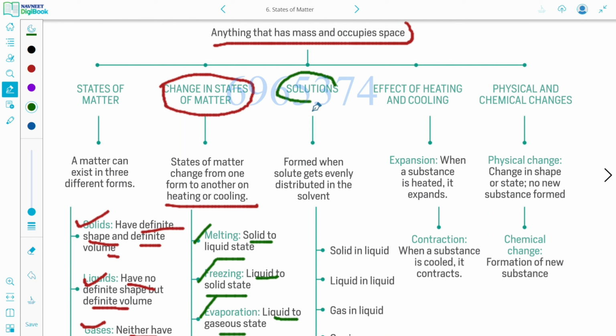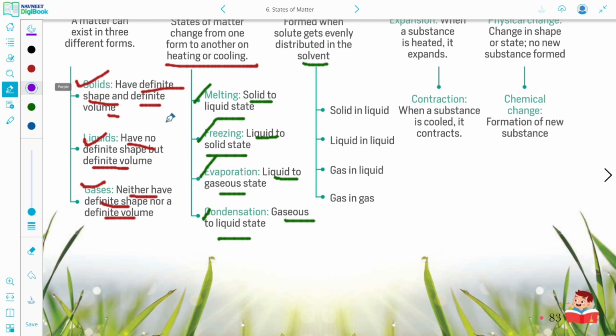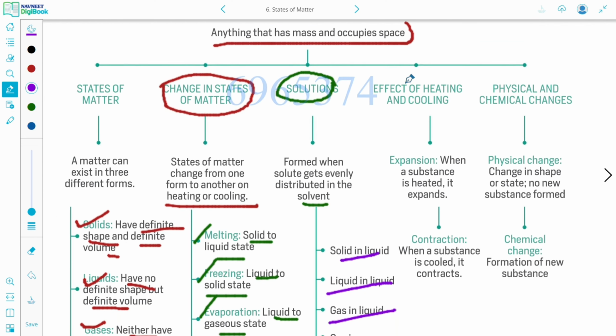Next is solutions. Solutions are formed when solute gets evenly distributed in solvent. We have studied four types of solution: solid in liquid, liquid in liquid, gas in liquid, gas in gas. Effect of heating and cooling: expansion and contraction. Expansion, when a substance is heated, it expands. Contraction, when a substance is cooled, it contracts.